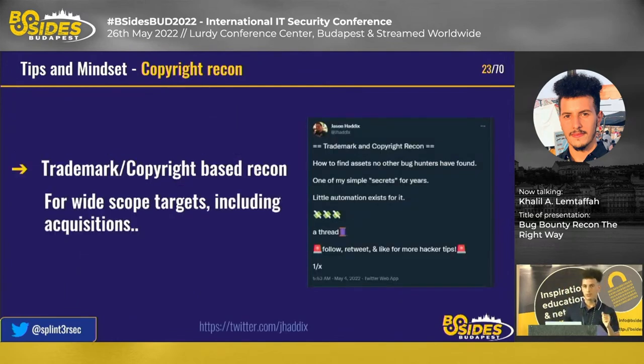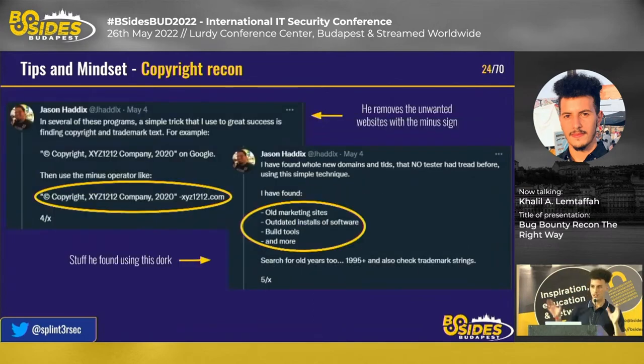The next tip is about copyright recon, which is from the big man of recon himself, Jason Haddix. By the way, make sure to follow him on Twitter. He posts some great tips about recon and bug bounty in general. This tip is specific for wide scope targets, including acquisitions. The tip is that every website has its own copyright in the footer. So he just grabs that copyright text, puts it between double quotes, minus the main domain, on Google or on Bing or anywhere. And he finds some other interesting domains and subdomains that are controlled by the same company. He even mentioned that he found old marketing sites, outdated installs of software, build tools, and more.